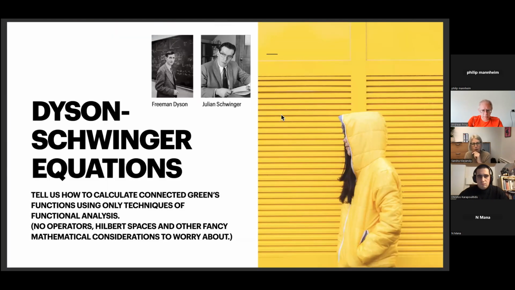All right, so the Dyson-Schwinger equations, what are they? Well, these two very bright guys, Freeman Dyson and Julian Schwinger, came up with a method of calculating connected Green's functions using only the techniques of functional analysis. This is really very nice because it takes away all the usual difficulties of having to worry about operators, where they're defined, Hilbert spaces, and all other things. And they're exact, which should make them very powerful for us.